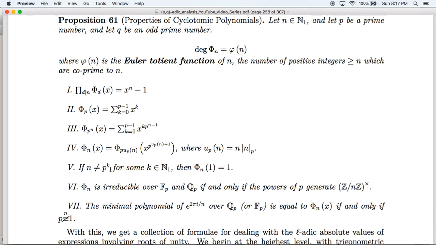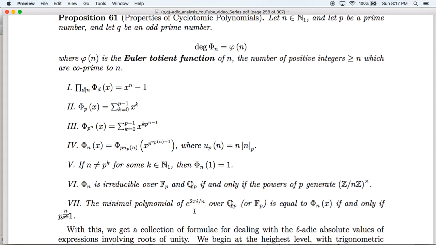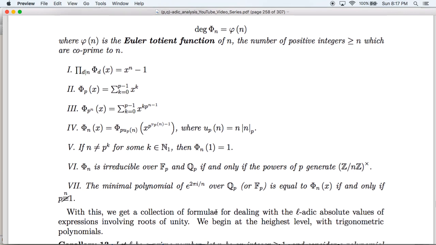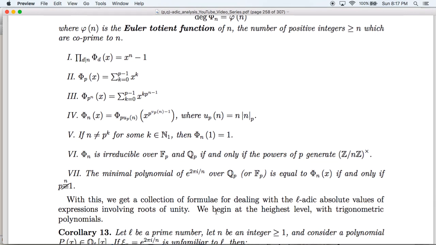If n is not a prime power, then Phi_n of 1 is equal to 1, and Phi_n will be irreducible over F_p and Q_p if and only if the powers of p generate (Z/nZ)^x, and the minimal polynomial of e^(2 pi i/n) over either Q_p or F_p is equal to the nth cyclotomic polynomial if and only if p is not congruent to 1 mod n. And so with this, we get a collection of formulas for dealing with the l-adic absolute values of expressions involving roots of unity.